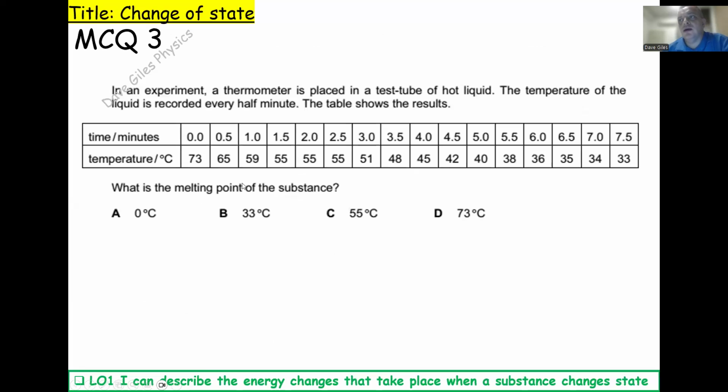Similar question here, just not in a graph. Instead, this one is in the form of a table of results. What is the melting point of the substance? During melting, the temperature will stay the same. The bit where the temperature is staying the same is around here, so it looks like it is 55 degrees Celsius.